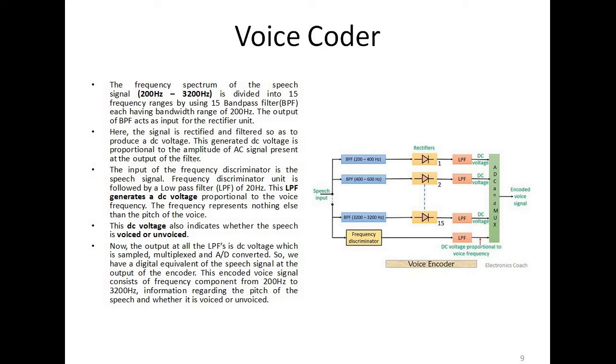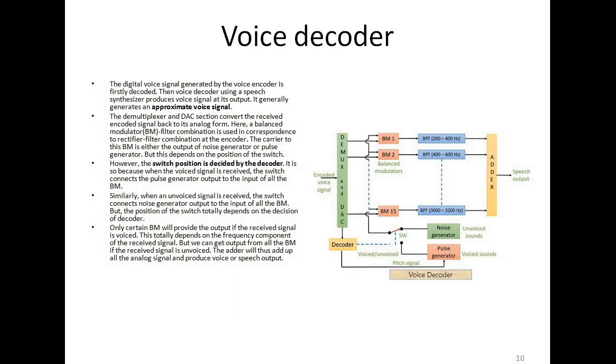In the voice decoder, the digital voice signal generated by the voice encoder is first decoded. The voice decoder, using a speech synthesizer, produces the voice signal at its output. It generally generates an approximate voice signal. The demultiplexer and digital to analog converter section convert the received encoded signal back to its analog form.